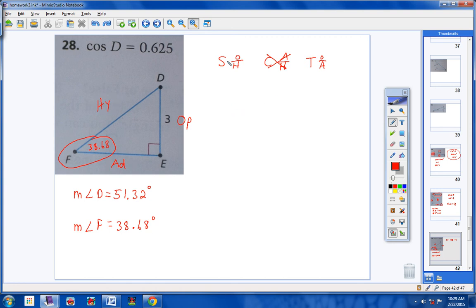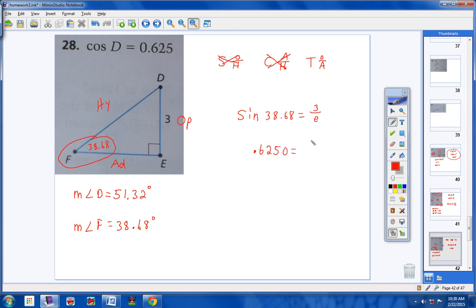So let's start off with sine, okay? I'm going to use sine first. So sine of, I circled angle F, so 38.68 degrees equals opposite over hypotenuse, and hypotenuse would be little e. It's across from angle E. Well, first of all, sine of 38.68 is a decimal, and you're going to get 0.6250.